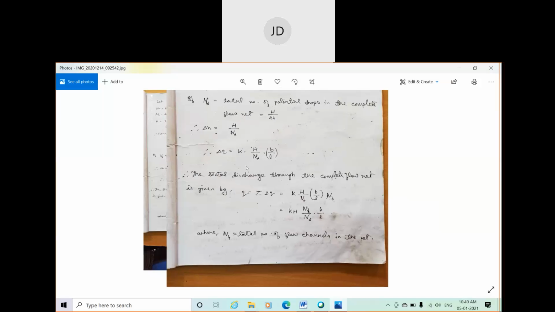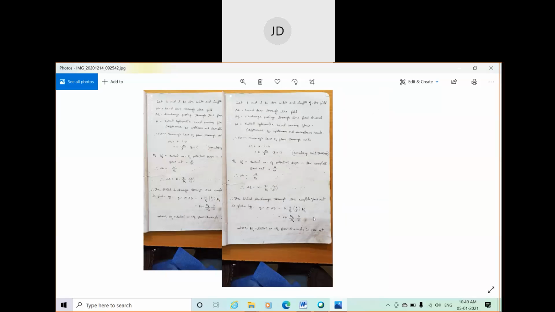If you consider the field to be approximately square, you will get B equal to L. The dimensions of the square field are equal, so B and L can be cancelled out, and finally we achieve a general equation of discharge through a complete flow net, given by Q is equal to K H Nf by Nd. It's a very important formula. Today we're going to discuss one numerical based on this particular formula.